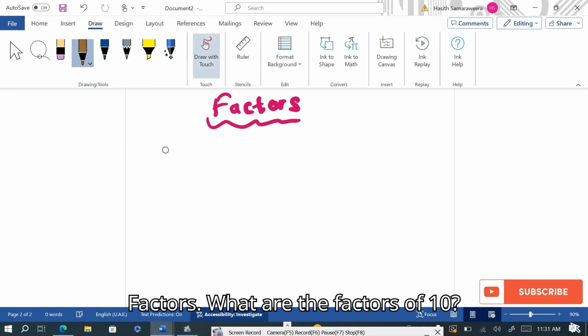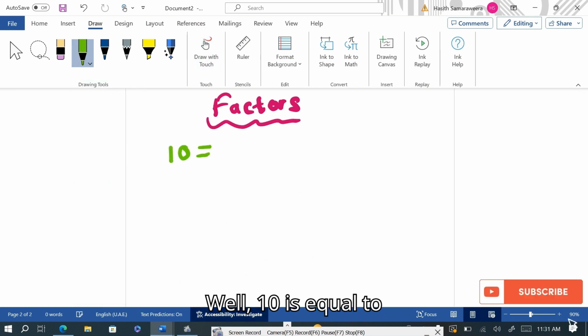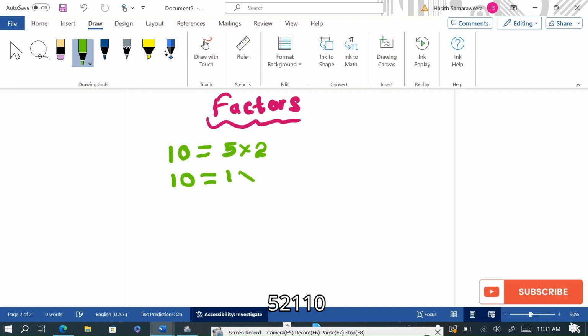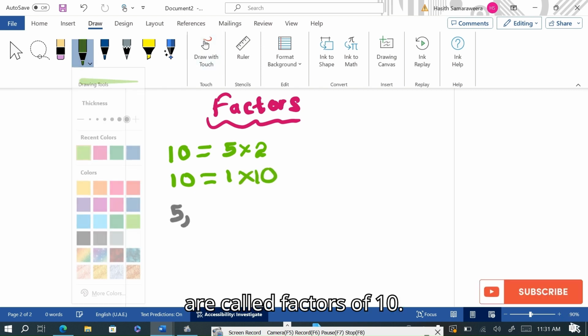Factors. What are the factors of 10? Well, 10 is equal to 5 times 2, and also 10 times 1. So, 5, 2, 1, 10 are called factors of 10.